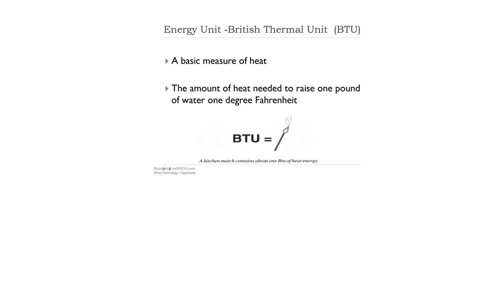When talking about how much heat energy something contains, we measure the amount in BTUs. BTU is short for British thermal unit. The definition of a BTU is the amount of heat needed to raise 1 pound of water 1 degree Fahrenheit. An example of the amount of heat energy as opposed to the temperature of something, you can look at a kitchen match. It contains approximately 1 BTU of heat energy. But when you light that match, its temperature, the intensity of it, is anywhere from 1100 degrees to 1500 degrees. So that's a very high intensity, but very low heat content.